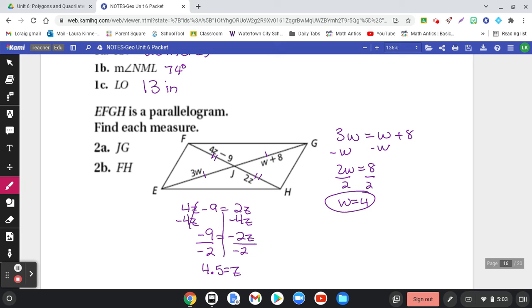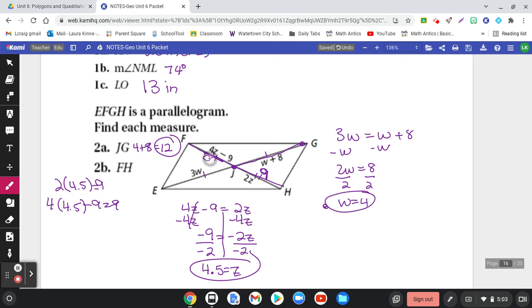You want us to find JG first. All right, JG is W plus 8. Well, W was 4. So 4 plus 8 is 12. For FH, ooh, that's the whole thing. So we have to plug it in and find each part. So 2 times z, 2 times 4.5 is 9 for this section. Let's double check and make sure we get 9 over here. 4 times 4.5 is 18, minus 9 is also 9. So if I want to find all of FH, 9 and 9 gives me 18.